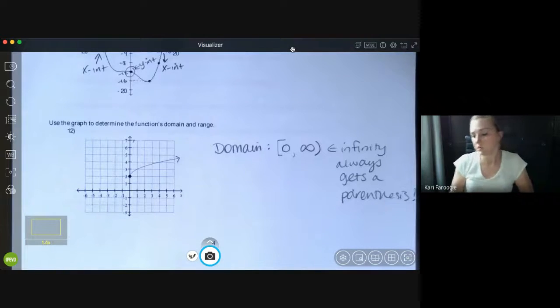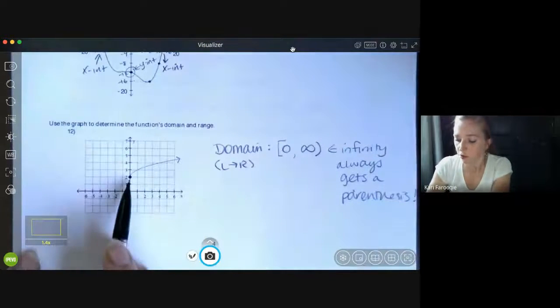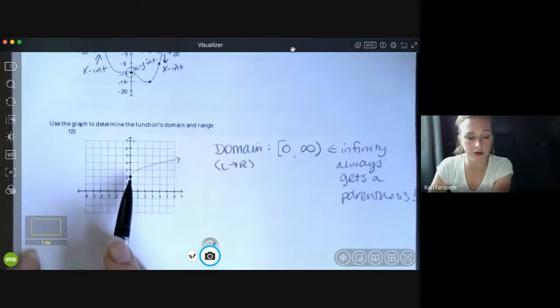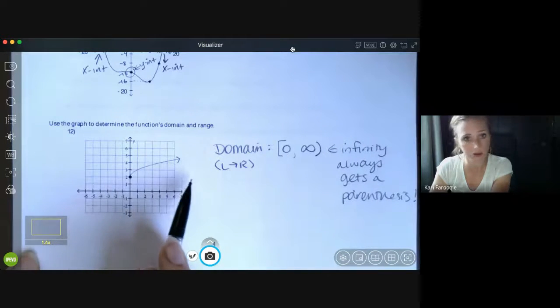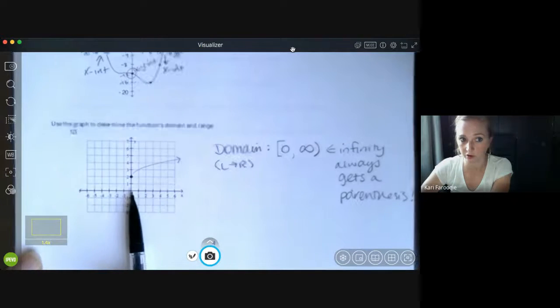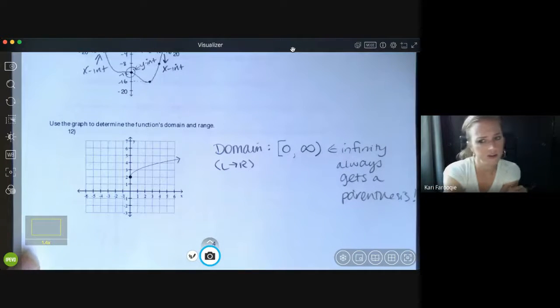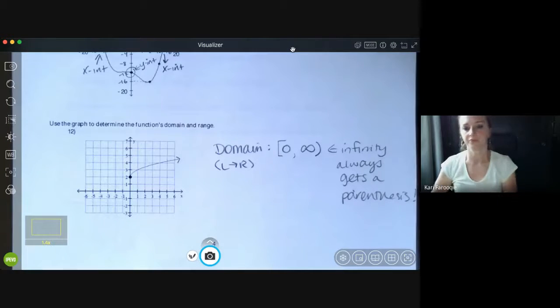Okay, so remember your domain are values from left to right. Try to avoid thinking about this value as being a 2 because that has nothing to do with the x values. We're looking as the graph goes from x equals 0 all the way to x approaches infinity. Any questions on the domain? Okay.